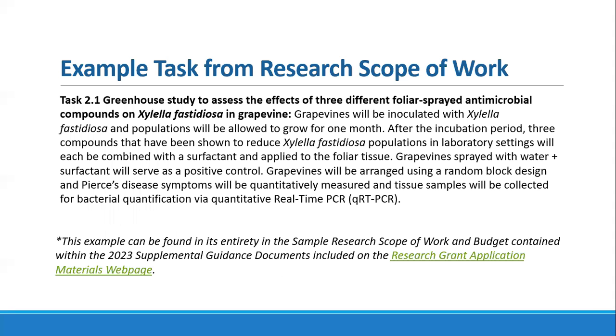Here's an example from the research scope of work. You'll see essentially a bolded statement at the top that broadly describes the task, and then unbolded text that describes the specifics of what will be conducted within that task. And of course, this one is relatively research focused, but similar alliance versions of this are available on our website to review.